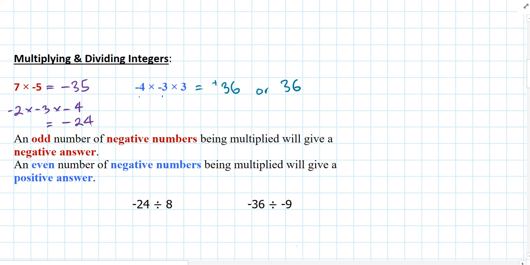Okay, with division, if we've only got 2 numbers, if one of those numbers is negative, then your answer will also be negative. So this first one here, we should get negative 3. The second one, both those numbers are negative, so we should get a positive answer.